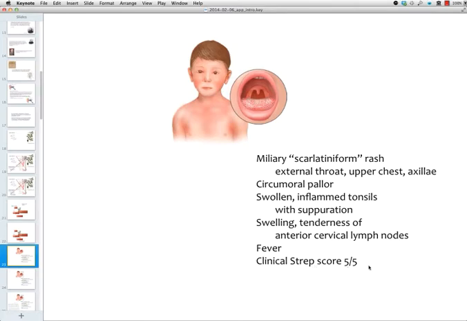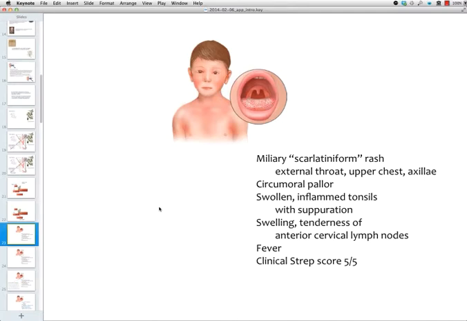5 over 5, which means we should not bother with a strep test, because even if it's negative, we're not going to believe the negativity of it. This is strep, okay? It's an obvious strep throat, all right? And it's scarlet fever, okay? And the miliary rash makes that strep diagnosis absolutely ironclad. Okay? So knowing this, we can come up with a diagnosis.